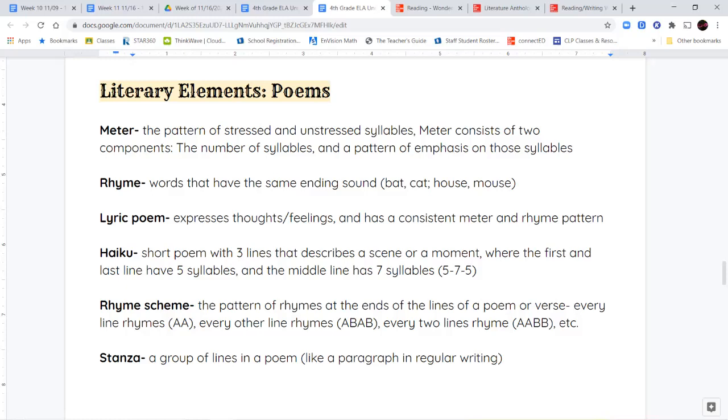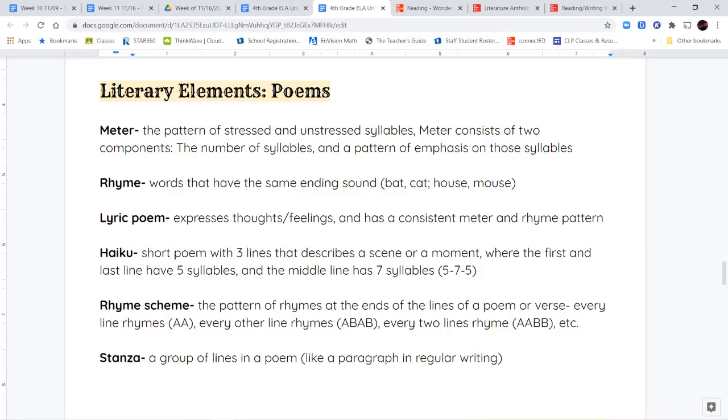We're going to talk about rhyme, and we know that rhyme means that words have the same ending sound. So when they have the same ending sound, we say those words rhyme, like cat and bat or mouse and house. We're going to talk about two different kinds of poems, which are lyric poems. Now, lyric poems show the thoughts or the feelings of the writer, and they have a consistent meter and rhyme. So it's not changing. It's following the same pattern throughout the entire poem.